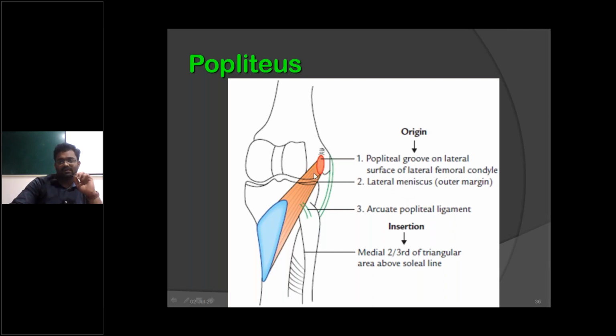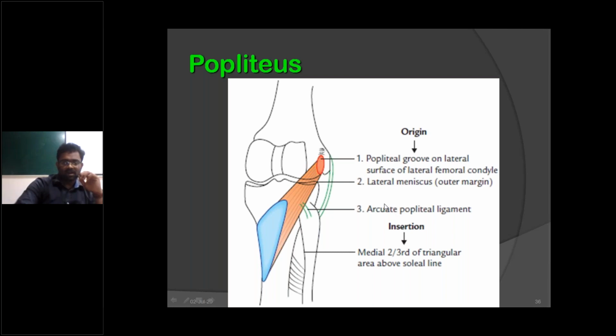Between the lateral condyle of the femur and lateral condyle of the tibia, lateral meniscus. Between the medial condyle of the femur and medial condyle of the tibia, medial meniscus. So, popliteus takes origin from the popliteal groove on the lateral surface of the lateral femoral condyle, and also from the lateral meniscus and arcuate popliteal ligament. These are the ligaments of the knee joint.